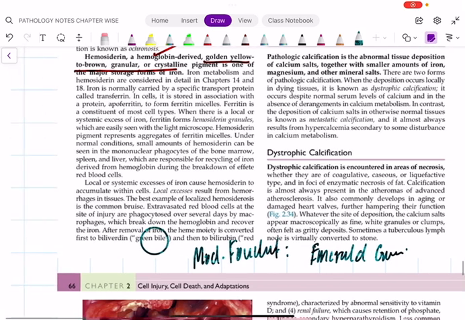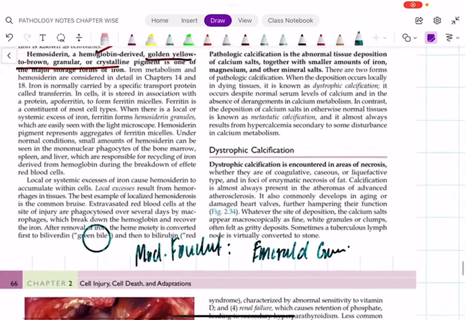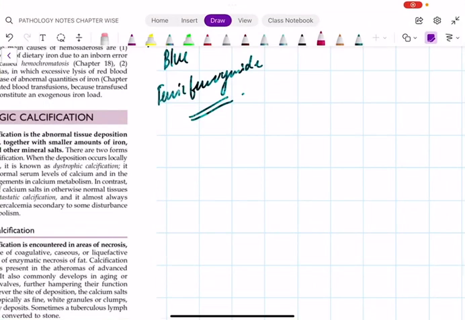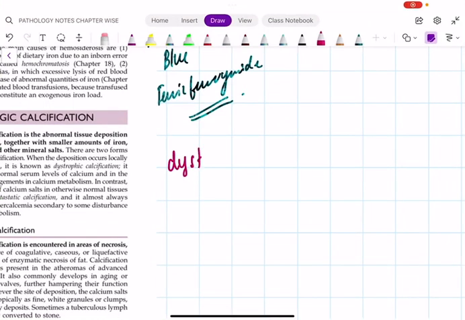Okay. Then coming to the question, what is calcification? Abnormal deposition of calcium in injured or non-injured tissue, because we have two types of calcification: pathological calcification and non-pathological or metastatic calcification. Pathological calcification is called dystrophic calcification. How will you remember? Dystrophy starts with D.